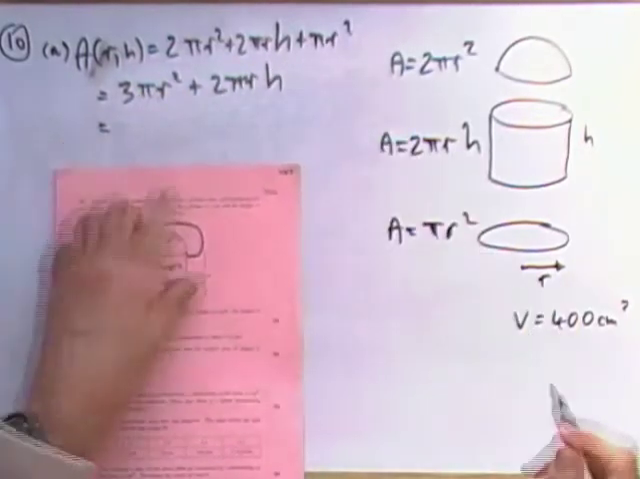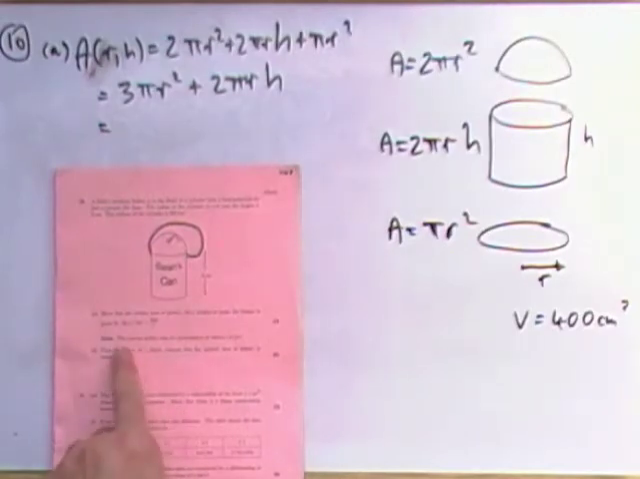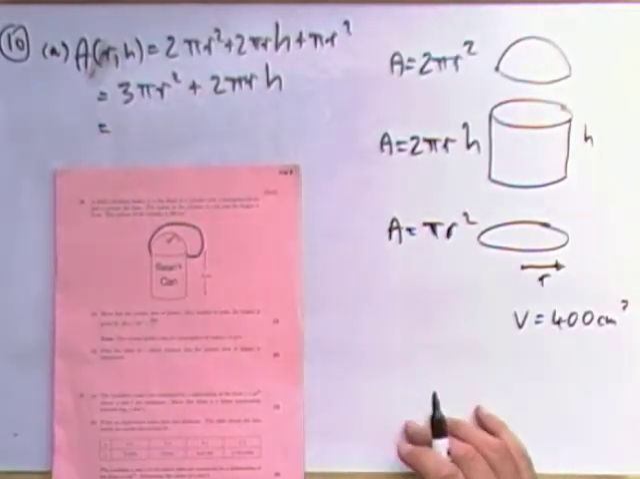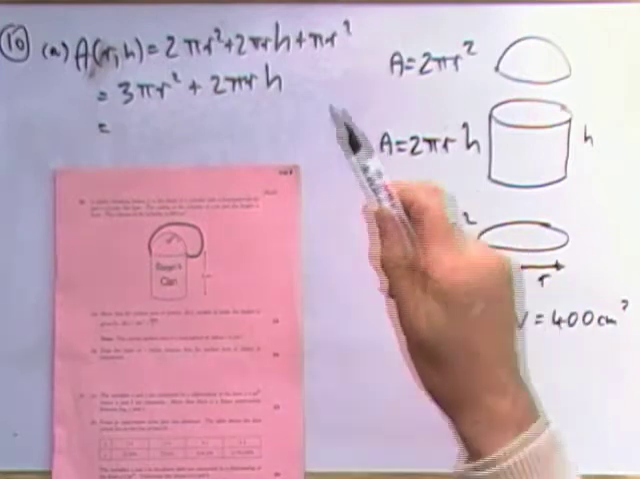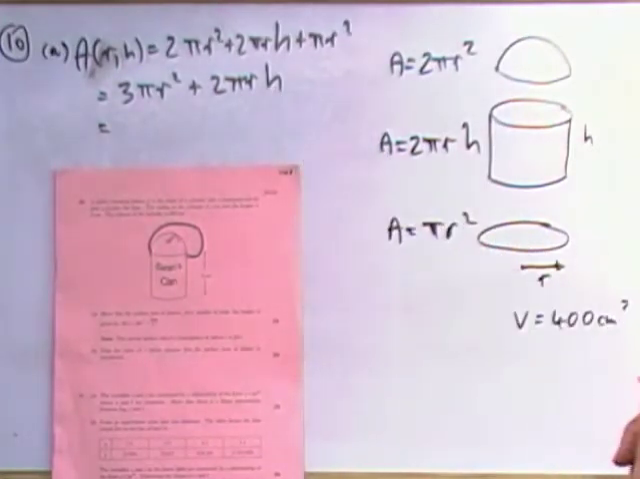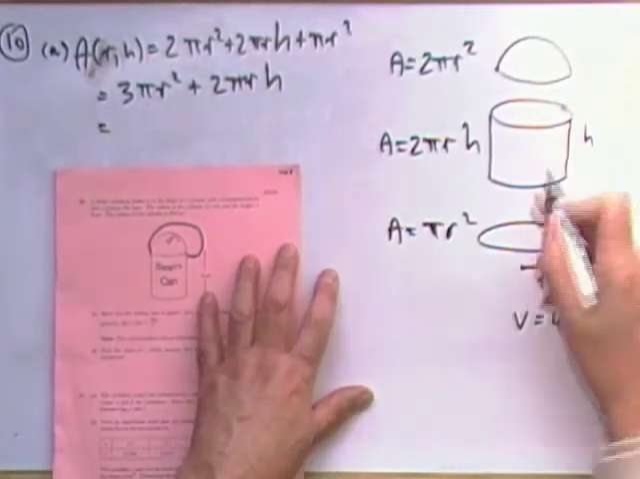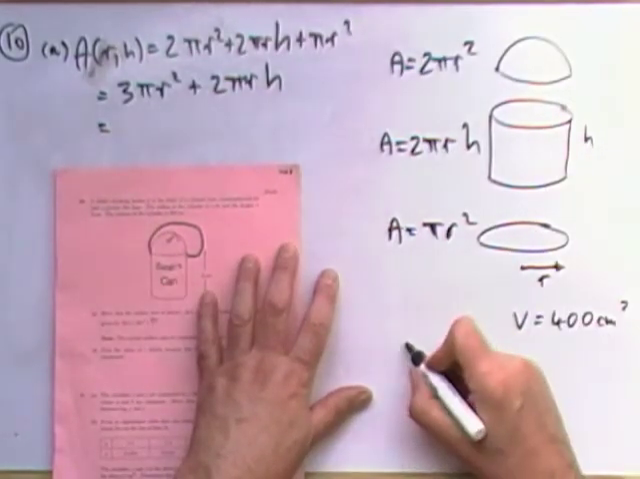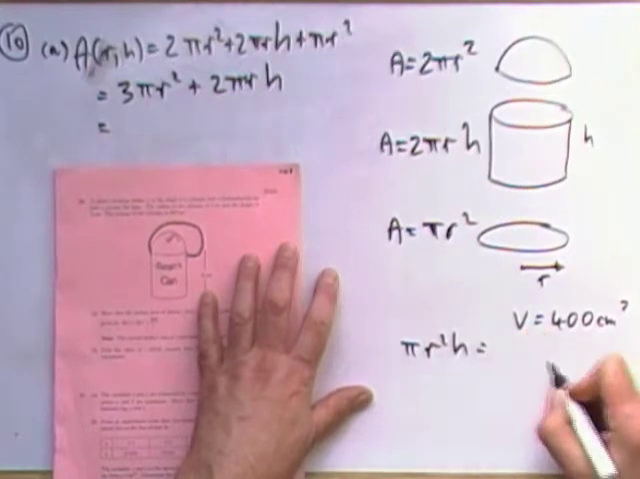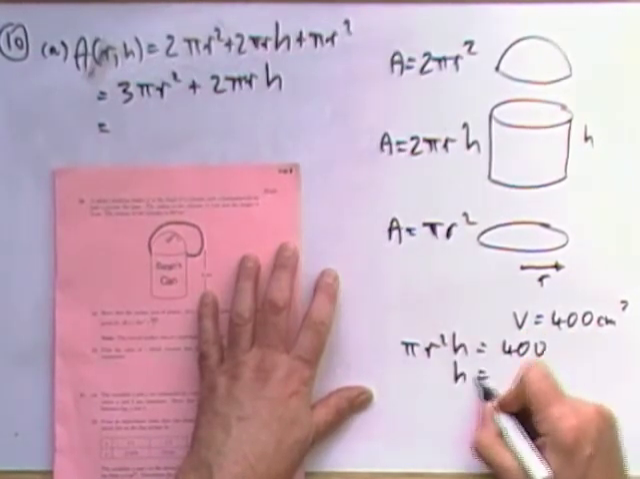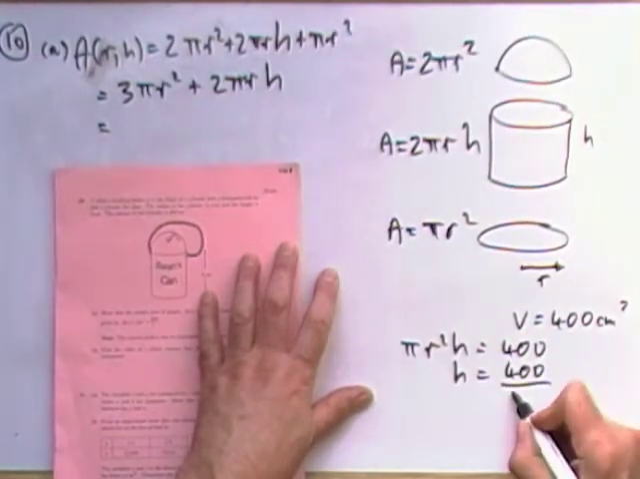Now I know I could take out more factors, but I don't want this h because it says it's just going to be one variable. So there must be more information somewhere. Something that'll let me change h's into r's, and it is. The volume of the cylinder is 400. Volume of a cylinder, pi r squared h. So pi r squared h is 400, and immediately you get from that h is 400 over pi r squared.